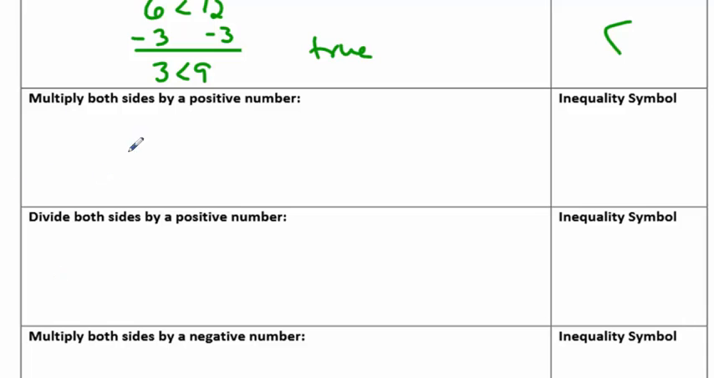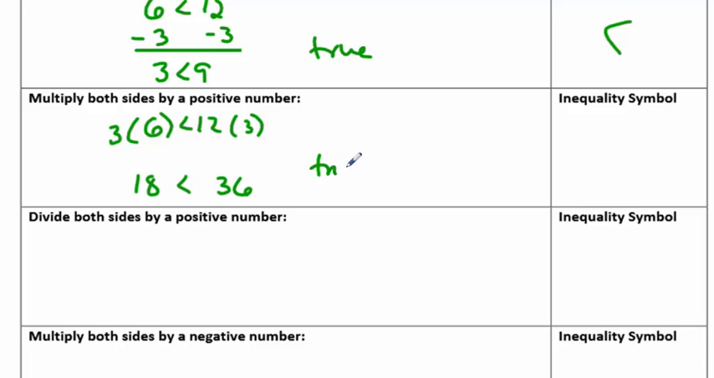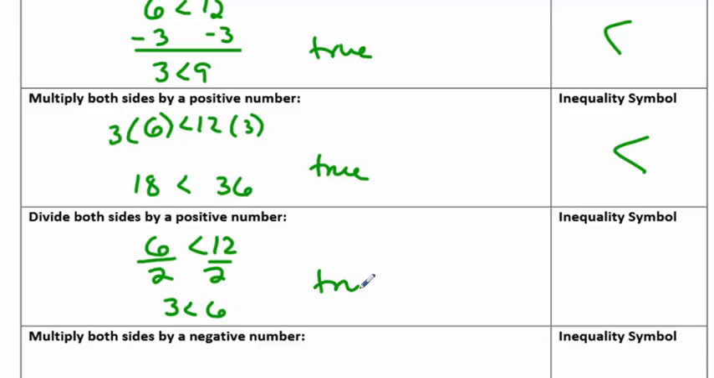So let's check out what happens with multiplication and division. So 6 is less than 12. Let's say you multiply both sides by 3. 6 times 3 is 18, less than 12 times 3 is 36. That's still true. So if you multiply both sides by a positive number, the inequality symbol stays the same. Let's say you divide both sides by the same thing. Let's divide both sides by 2. So that gives us 3 is less than 6. That's still true. The inequality symbol stays the same.